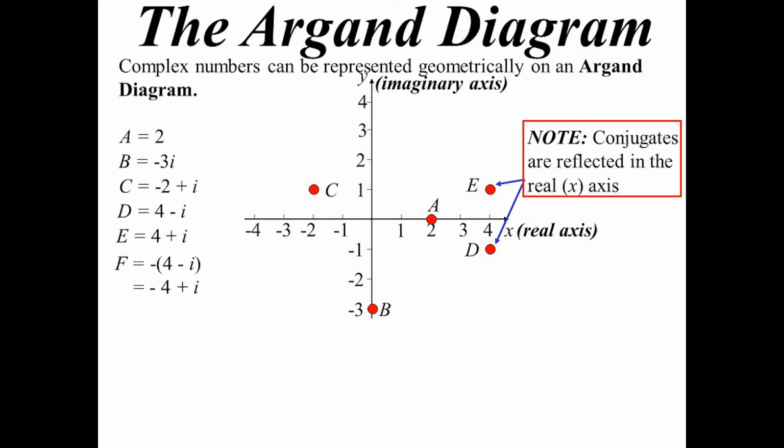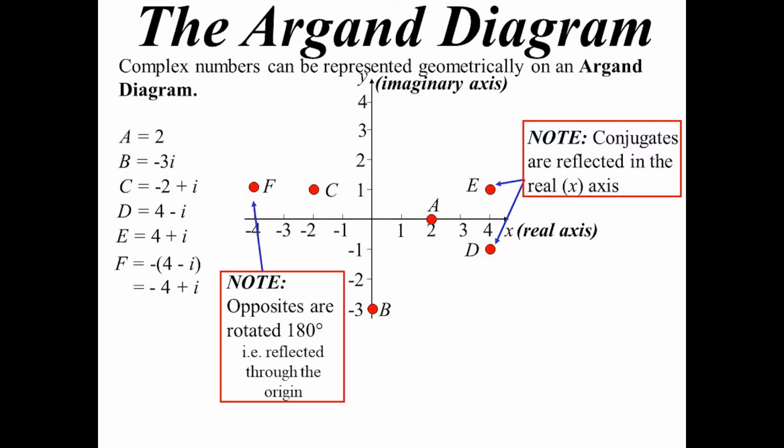So what about if we had the complete negative of it? So minus 4 plus i, there it is over there, well that one turns out to be a reflection through the origin. So if we multiply by negative 1, we reflect through the origin. This becomes an important feature that we'll be using a bit.